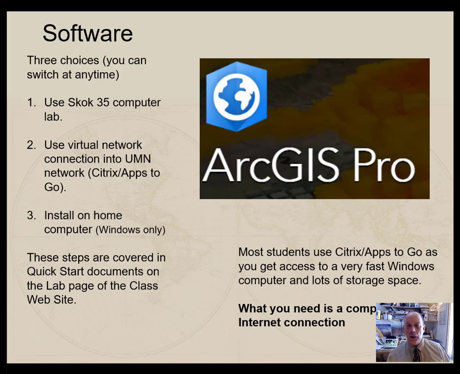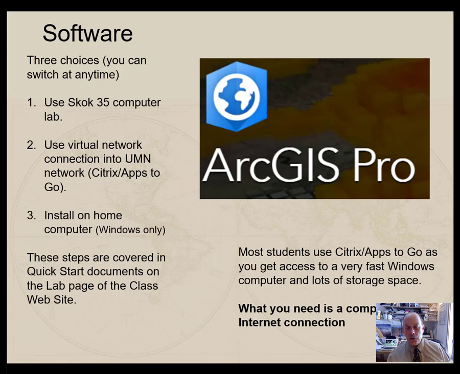Now, the way you can use ArcGIS is coming into our Skok lab, and we have lab sessions on Monday and Tuesday and Wednesday in Skok 35, or you can use it through the virtual connection, which would be using a browser, tapping into university computers and running it that way, and that would allow you to use it both with a Mac or a Windows computer at home. You would install a little piece of software, and there are instructions on the web page about that. It allows your browser to access Citrix Apps to Go.